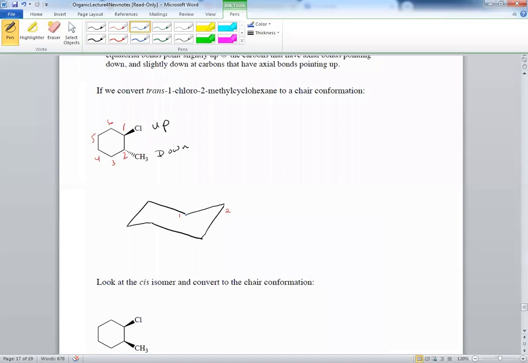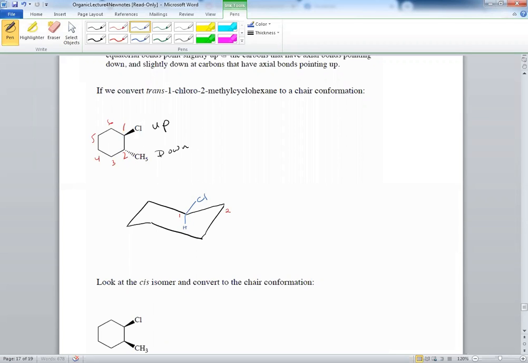So if you put Cl down, it would contradict this right there. So the only way you can do it is, again, by putting it up, with an equatorial position. Of course, there's an H that we don't show, but here it is.